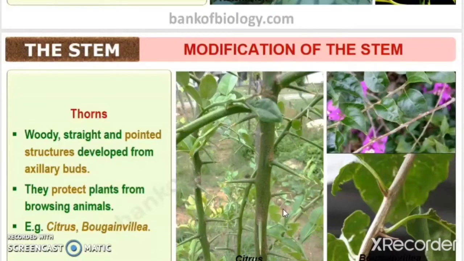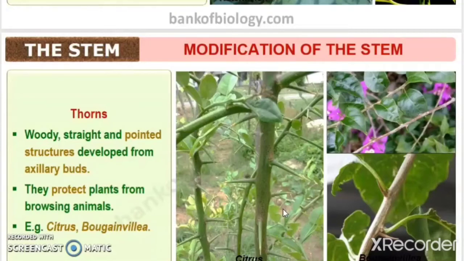And examples of the thorns are seen in plants like citrus, like the lemon tree. If you have seen the lemon tree, you can find thorns on it. Then in citrus plants we find these structures called thorns. And bougainvillea, which we call paper flower, no?